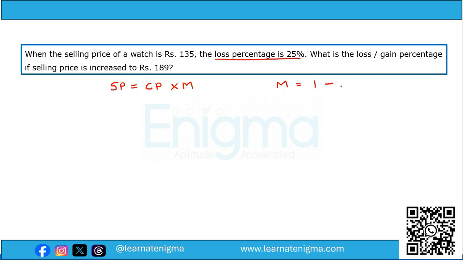the fraction equivalent of 25%. So therefore, it becomes 1 minus the fraction equivalent of 25%, which is 1 by 4. So the answer becomes 3 by 4.